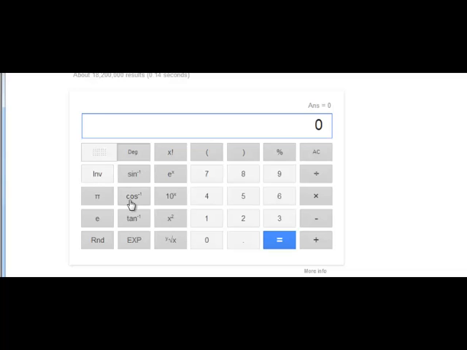Arc cosine, negative 62, divided by square root of 61, close the parentheses, divided by square root of 65, close the parentheses for the square root, close the parentheses again for arc cosine, equals.